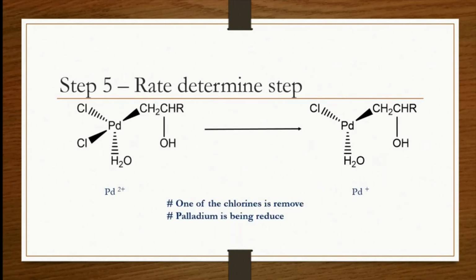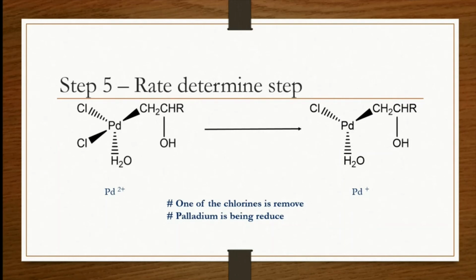Move on to step 5, which is the rate determining step. One of the chlorines is being removed, thus the palladium is being reduced. The palladium Pd2+ will reduce to Pd+.